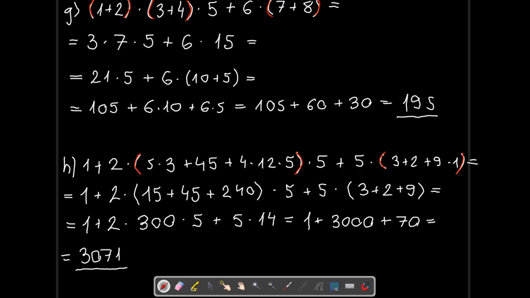Great. That was the longest and the final example of this exercise.